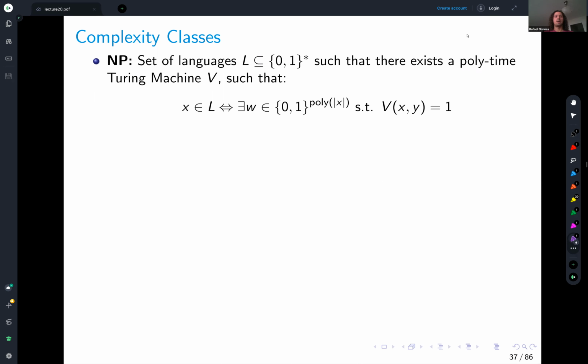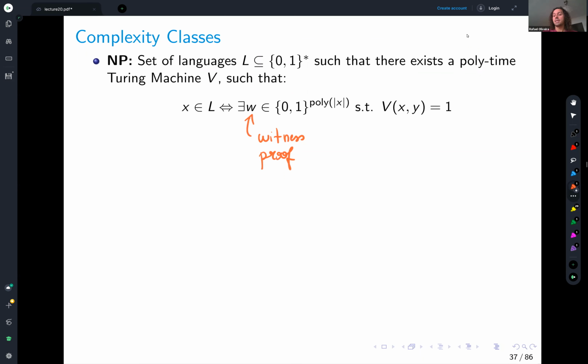And we saw that there are famous classes that you have seen, which is NP. And what is NP? It's the set of languages such that there exists a polytime Turing machine V, which is a verifier. So there is a polynomial time verifier such that X is in the language, a yes instance, if there exists a witness, which is usually called a witness or proof.